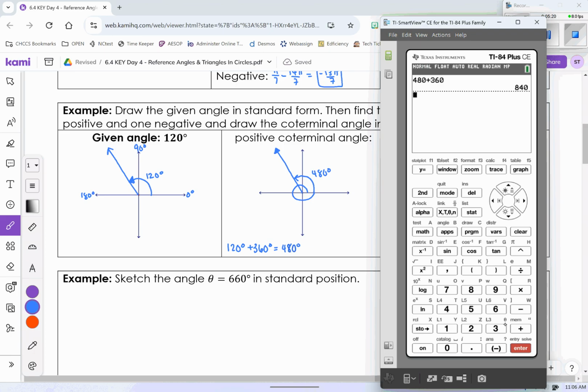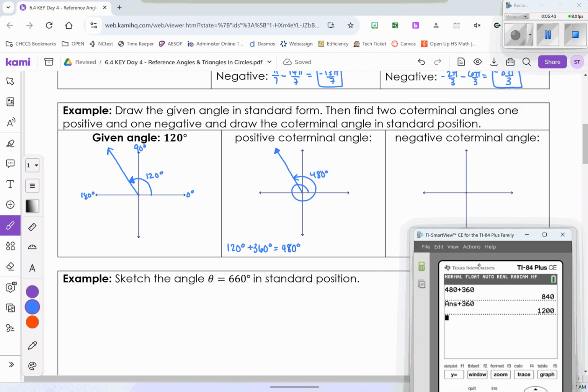And so how would I draw 840? I'm just going to erase here. That means I've gone around not just once, but twice. So this would be 840 degrees. And we could keep going. If I add another 360, I get 1200. I just go around the circle again. So lots of different possible answers. And as I said before, that's why there's an infinite number of possible answers.